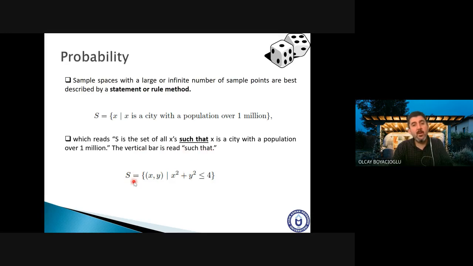All right. Here is another one. Sample space is X and Y couples such that X squared plus Y squared is less than or equal to 4. Okay.